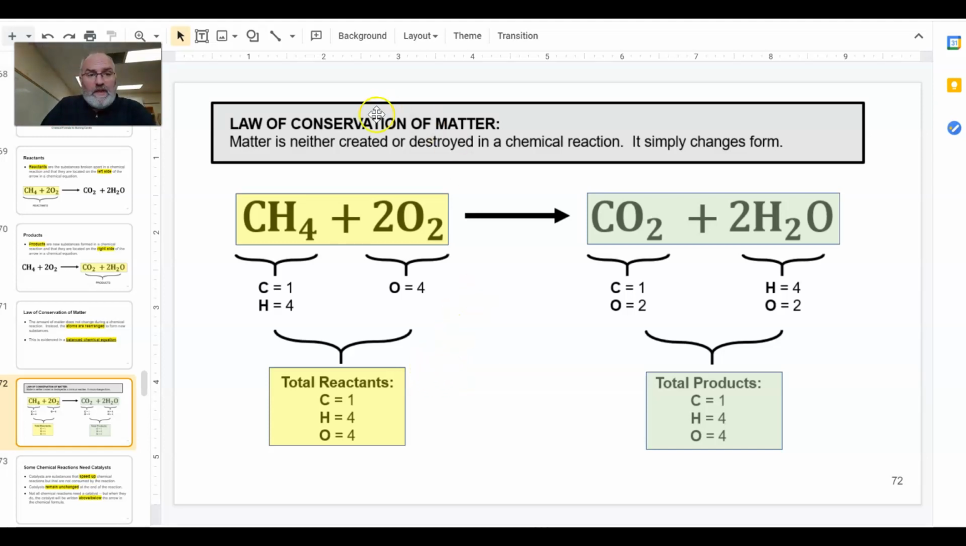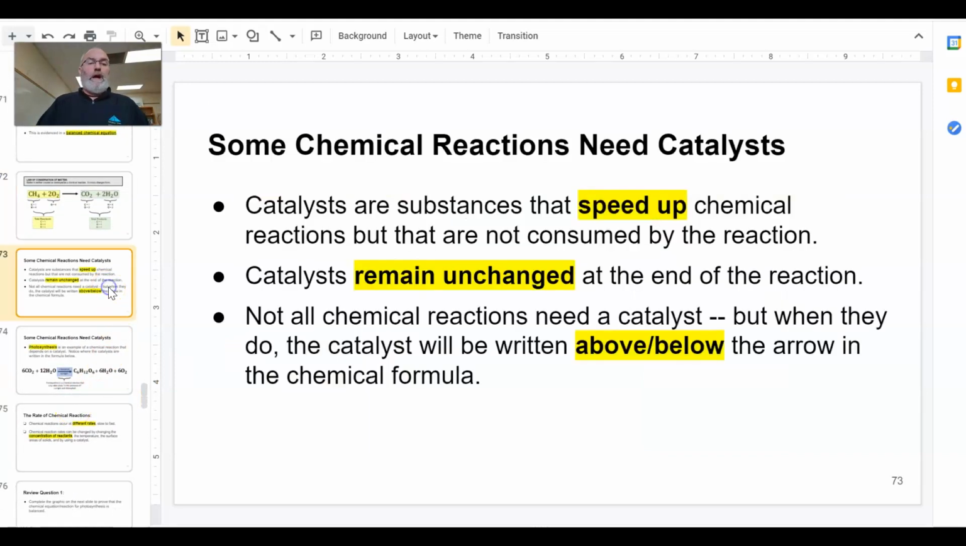And to prove that, all you've got to do is add up the number of individual atoms that you have on your reactant side and compare it to the number of individual atoms that you have on your product side. They should be equal to each other. If they're not, somewhere along the line, you've made a mistake.